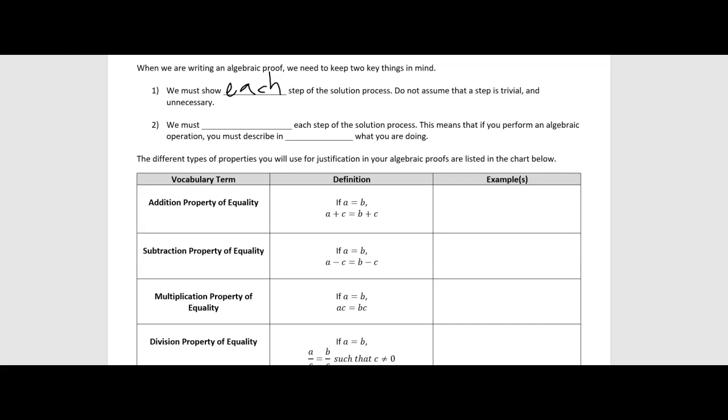Number 2, we must justify each step of the solution process. This means that if you perform an algebraic operation, you must describe in words what you are doing, and probably have slightly better penmanship than I do at the moment. So we're going to have 2 columns in our proofs. One is going to be for the actual algebra going on, the stuff that you're used to, right? The other column is going to be for your justifications using words. So let's talk a little bit about what's going to go in the justification column.